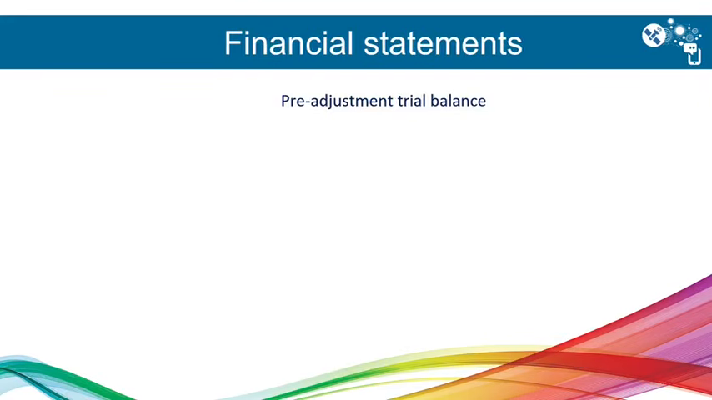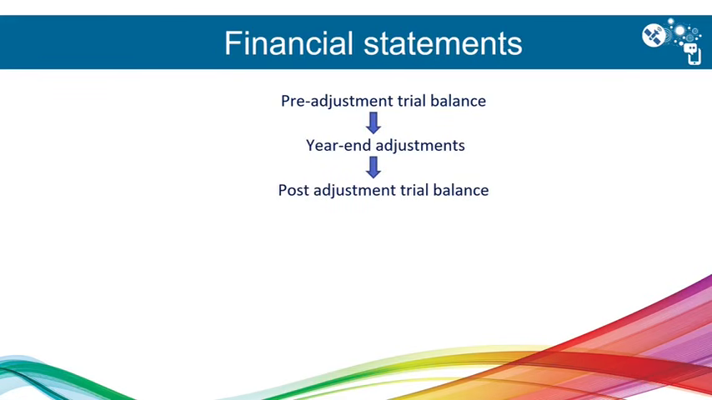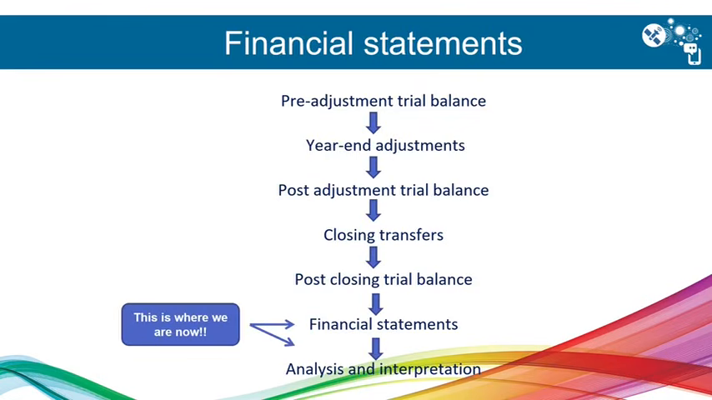Pre-adjustment trial balance, that is the 12th trial balance of the year. Now we call it a pre-adjustment trial balance. Then we have to do the year-end adjustments, already introduced to you in the second term. Then we prepare the post-adjustment trial balance. We do the closing transfers, also done in the second term, where we close off the nominal accounts to the trading account and the profit and loss account. We prepare the post-closing trial balance, and now the financial statements, analysis and interpretation. So this is where we are in this whole process. Important that you have a picture.